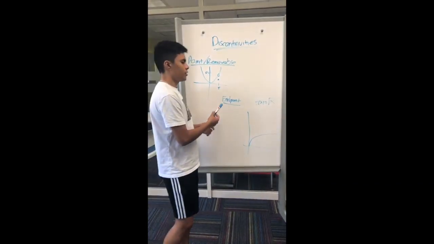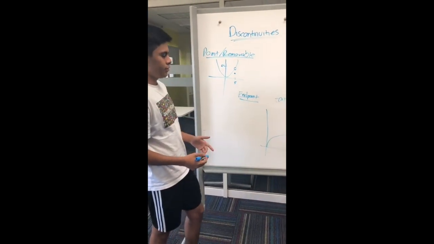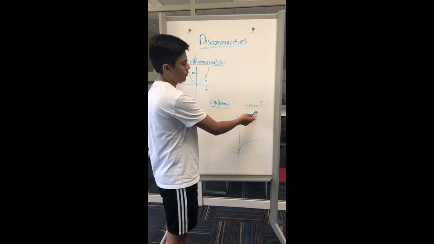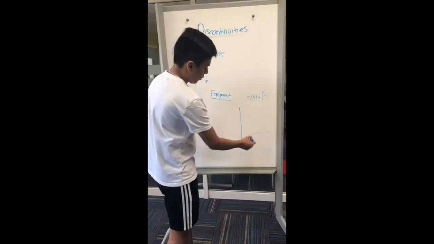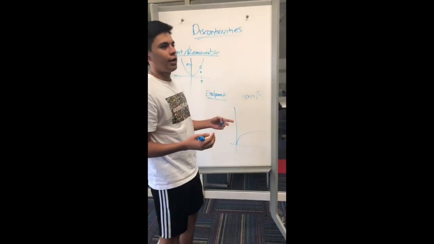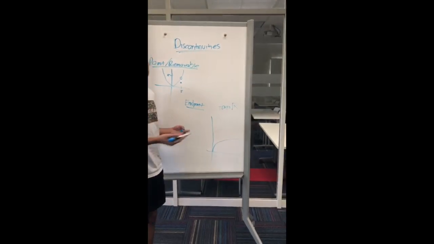The other discontinuity is the endpoint discontinuity, which consists of an endpoint like in this function. We have the square root of x, but if we approach 0, there is not a point, because we can't obtain the square root of 0 because it doesn't exist.